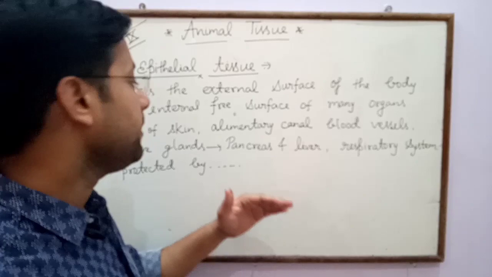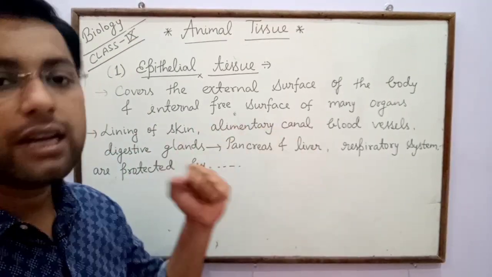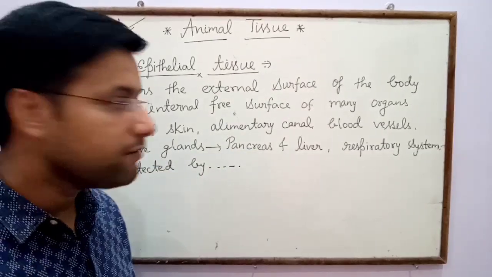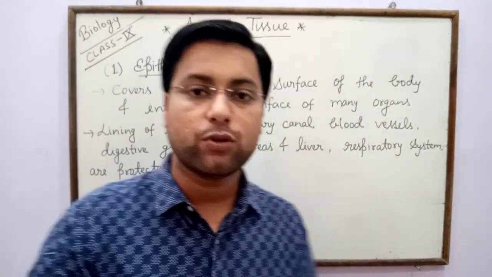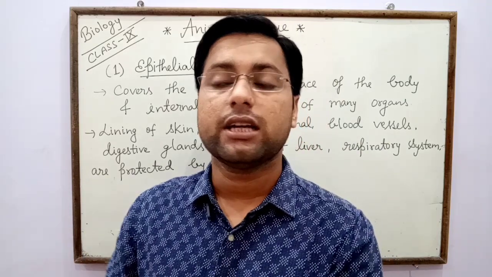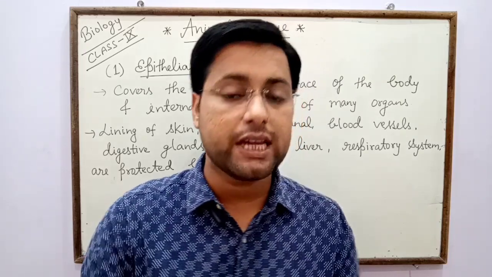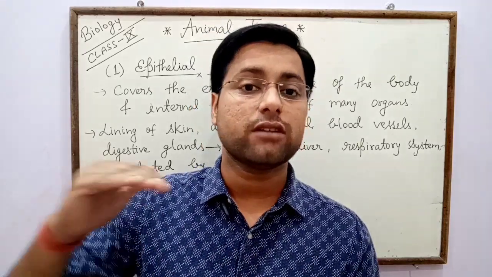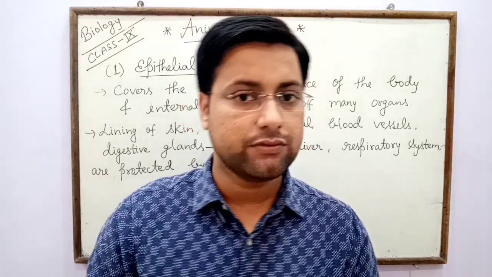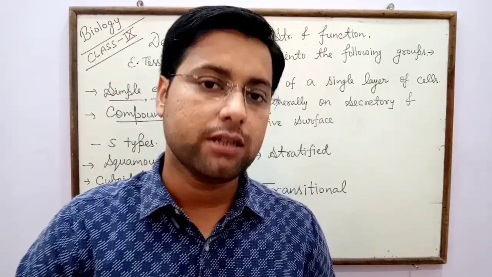So in the animal body, the lining of skin, alimentary canal, blood vessels, digestive glands like the pancreas and liver, and the respiratory system are protected by epithelial tissue. It is like a protective tissue because it covers the external surface as well as the inner surface of many organs in the animal body or in human beings. Now about the types of epithelial tissue.